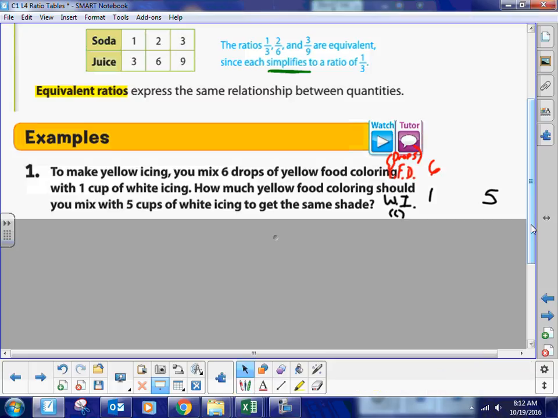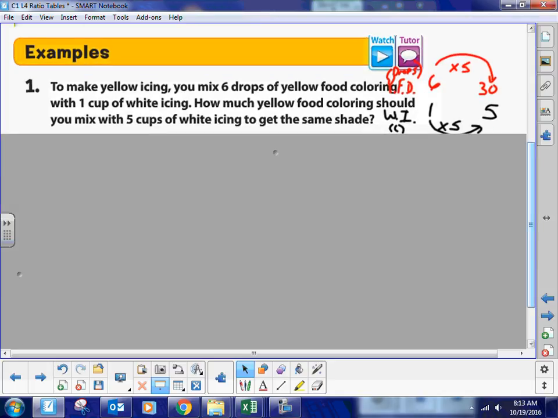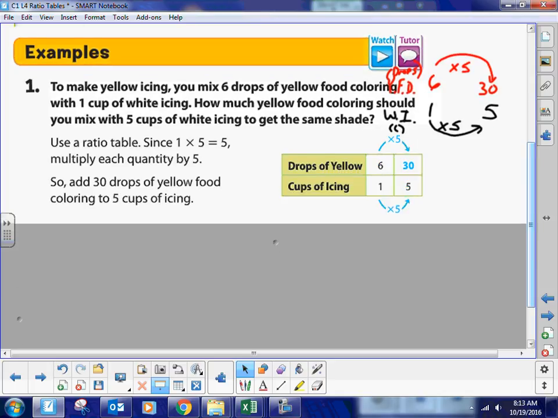Okay? How did you get 1 to 5? Well, you multiplied by 5, right? So do the same on the bottom, on the top. 6 times 5 is 30. Okay, not too hard. Should not be too hard. See if we're right. There we go. See how nice we did that?